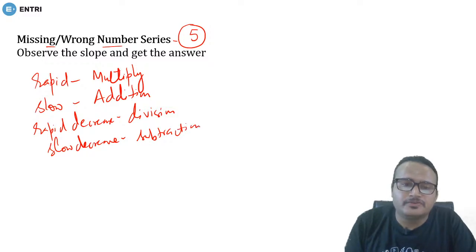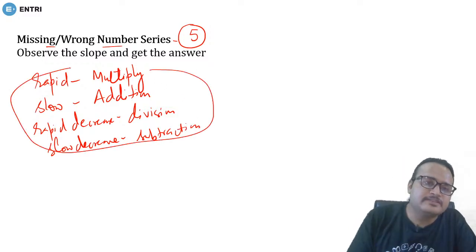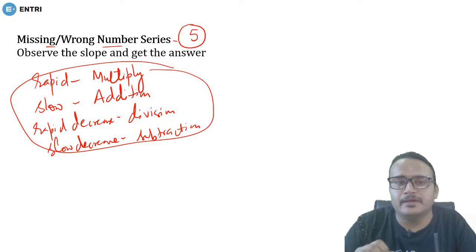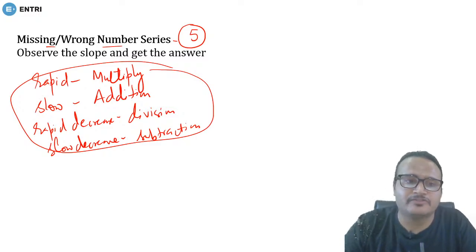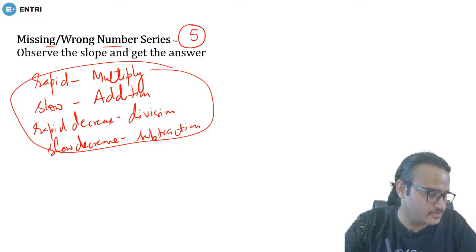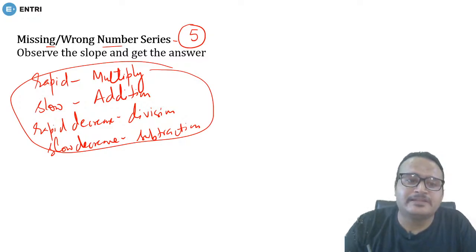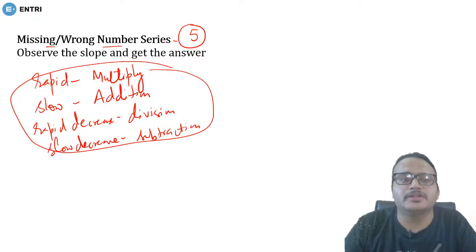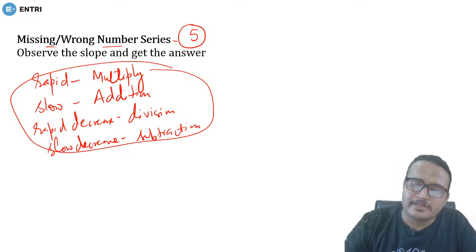Okay, so these are the 4 things that you need to keep in your mind while solving missing number and wrong number series questions. Only by adopting this technique you can solve the missing and wrong number series within a couple of seconds. How, let's see.